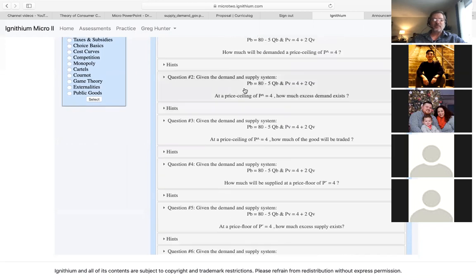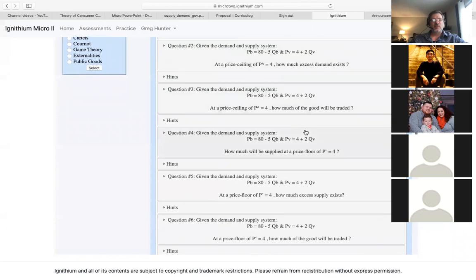But the main point is that's going to be the quantity traded, because the sellers are going to trade what they have, and there are going to be a bunch of buyers that want to buy but can't. Does anybody have any questions about that? So that's question number three.